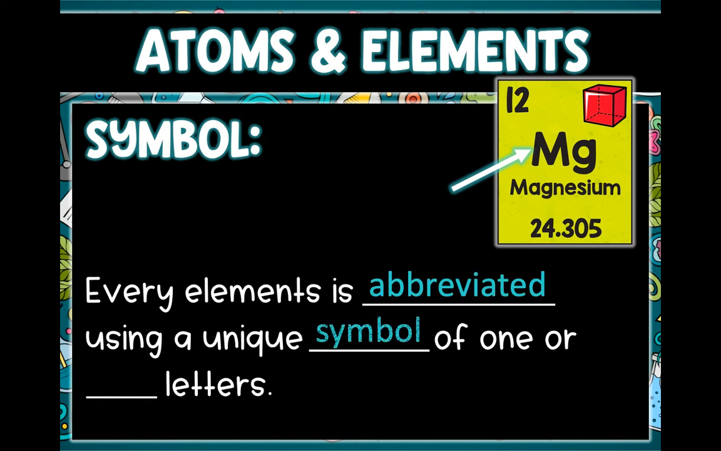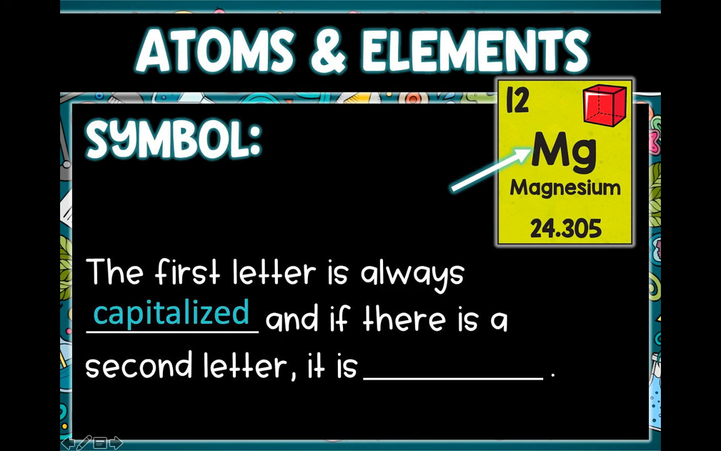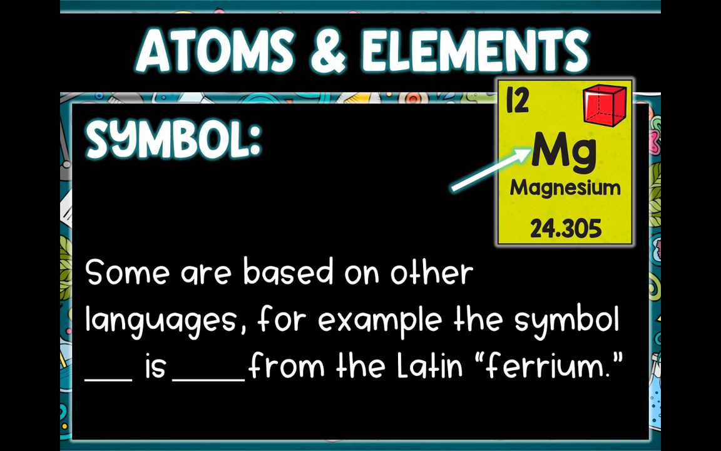So every element has an abbreviated symbol because nobody wants to write out magnesium every time they're looking at the element. It's a lot easier to just write Mg. At this point, all of our elements have a chemical symbol that's either 1 or 2 letters. The first letter is always going to be a capital letter. If it only has 1 letter, that letter is going to be capital. If you have 2 letters, the first letter will be capital and the second will be lowercase.